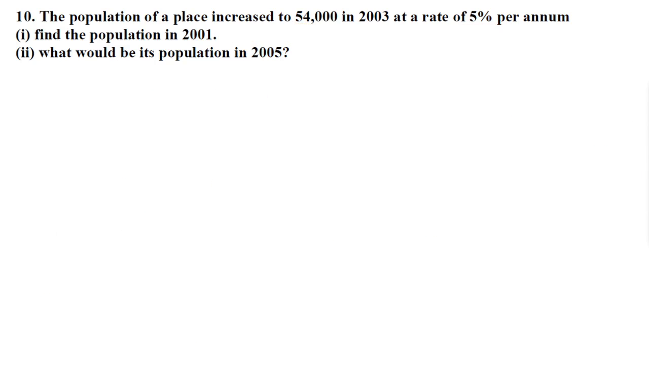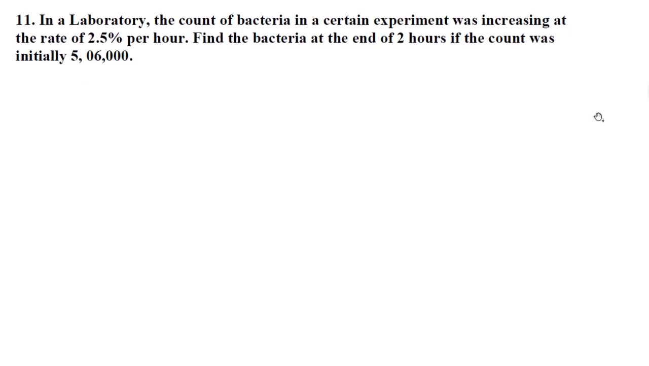Okay. So now we will move to the next question, question number 11. In a laboratory, the count of bacteria in a certain experiment was increasing at a rate of 2.5% per hour. Find the bacteria at the end of 2 hours. So in 1 hour it is increasing by 2.5%. In another hour it will increase another 2.5% and so on. If the count was initially 5,06,000, what will be the number at the end of 2 hours?